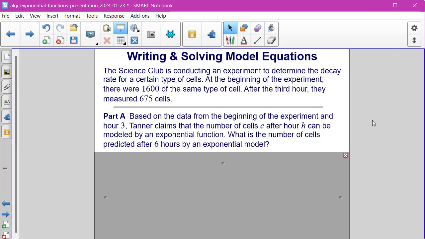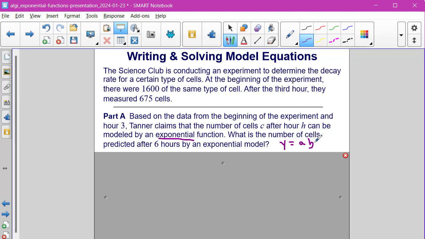Based on the data from the beginning of the experiment and hour 3, Tanner claims that the number of cells C after hour H can be modeled by an exponential function. What is the number of cells predicted after 6 hours by an exponential model? Okay, so he's saying that it's an exponential function. That means we are going to have y equals a times b to the x as our model equation. At the beginning of our experiment, that's when x or t is equal to 0.